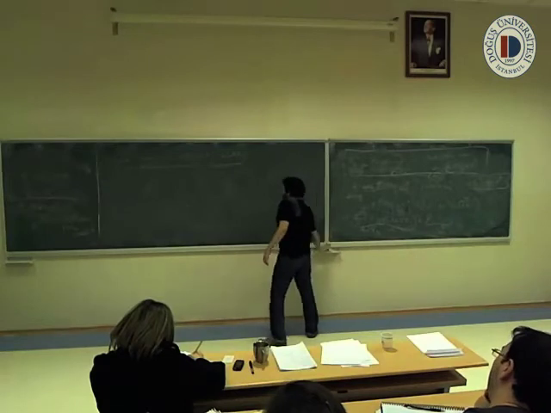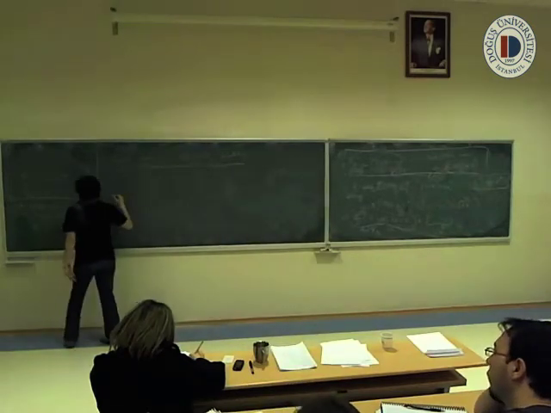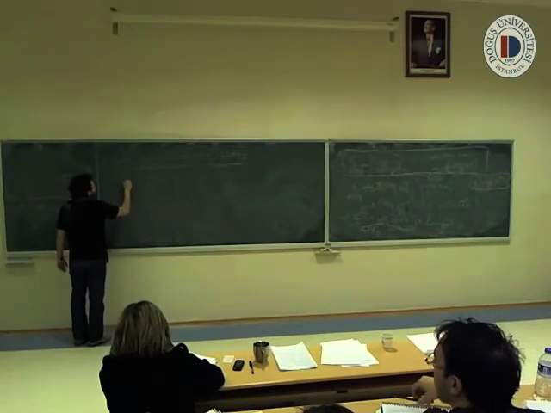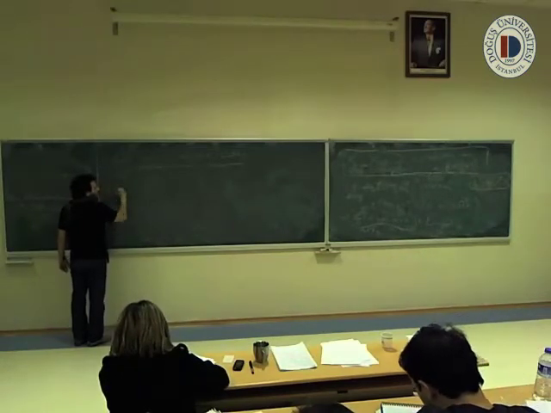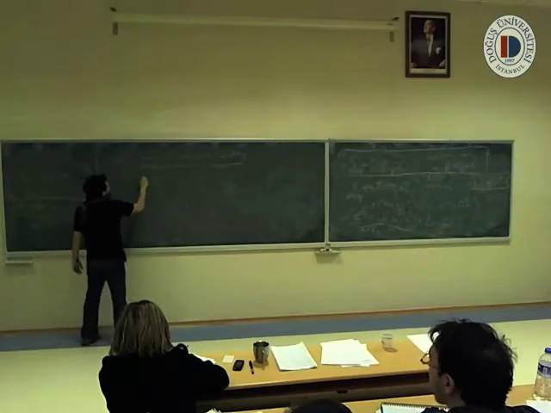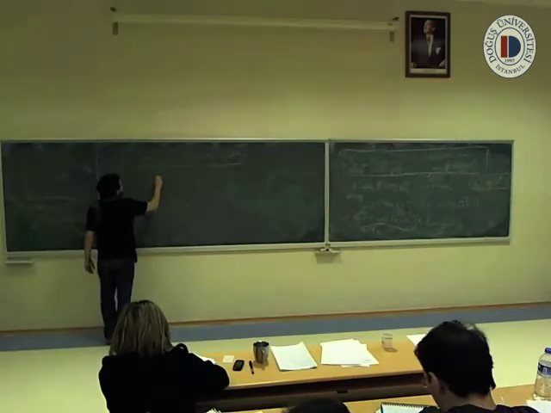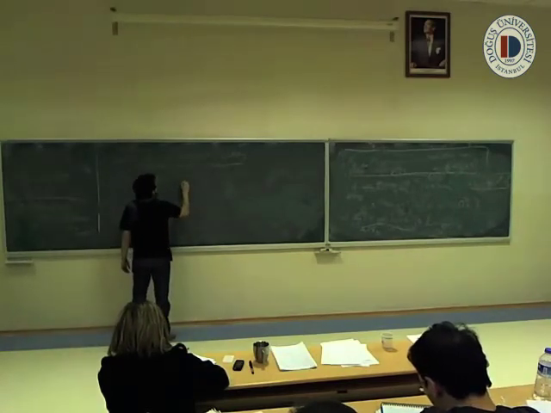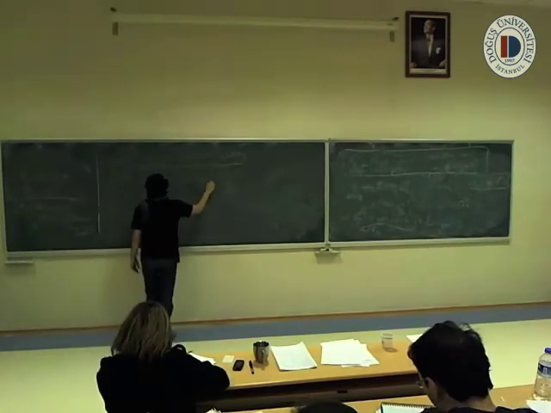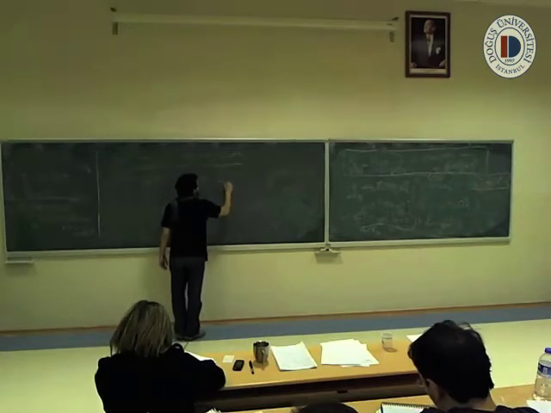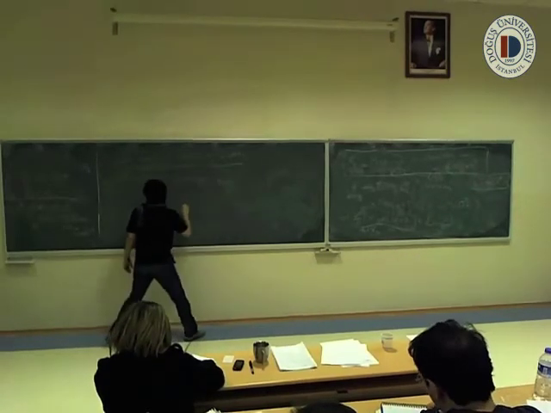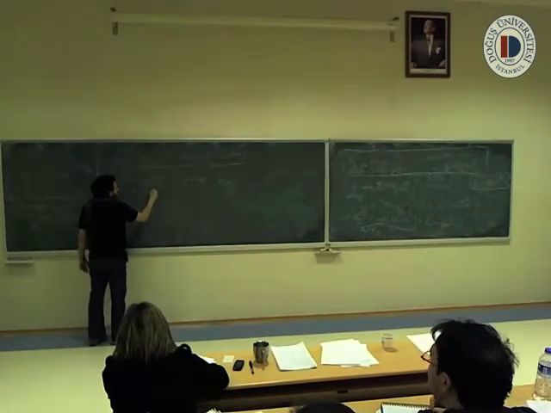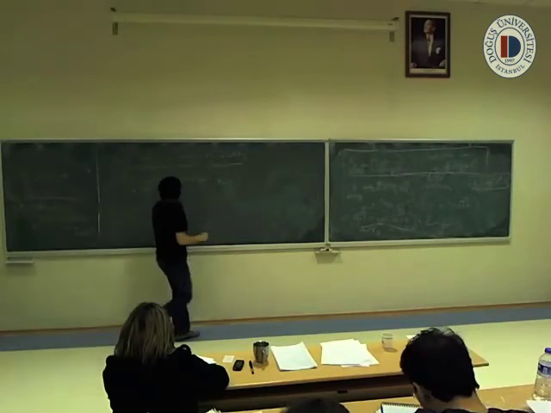And so what you can do is the following. 't Hooft defined a new coupling constant that he called lambda, which is given by g squared times N. So he considered the large N limit where he put N to infinity, g to 0, but this is kept constant. This is called the 't Hooft limit.